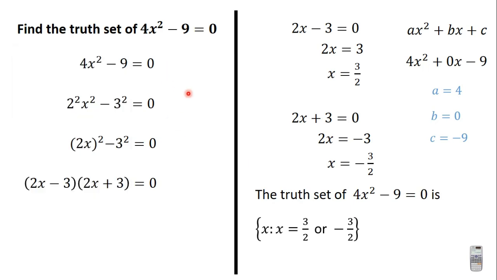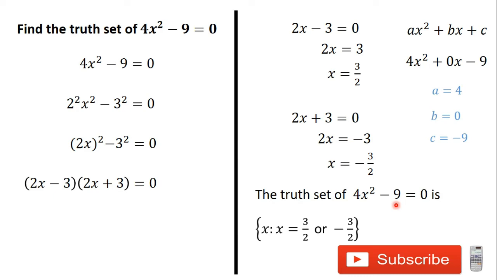So the solution to this quadratic equation is x is equal to 3 divided by 2 or minus 3 divided by 2. And the truth set can be written as s is such that x is equal to 3 divided by 2 or minus 3 divided by 2.